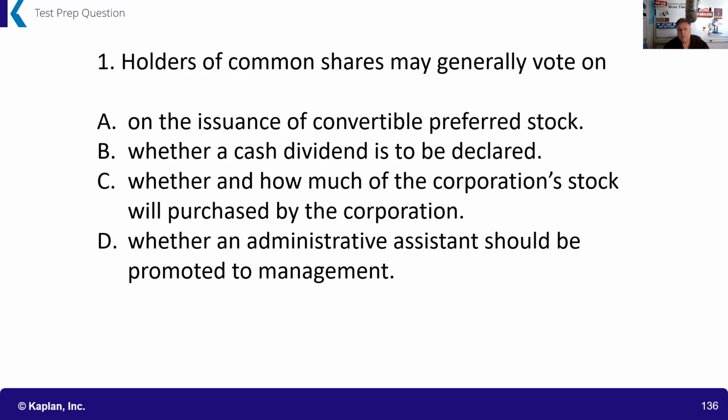The issuance of convertible preferred stock. Yeah, the issuance of convertible debt requires shareholder approval because it represents potential dilution. And so A is a significant thing that we should vote on. No, the board decides whether a cash dividend is to be declared, right? The board does that. That doesn't require shareholder approval.